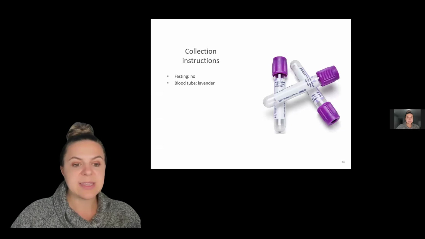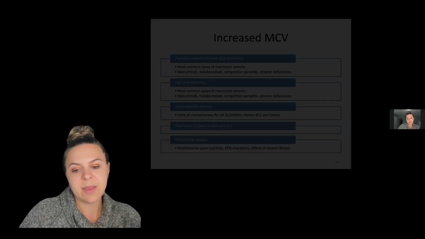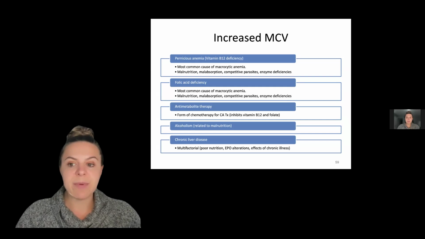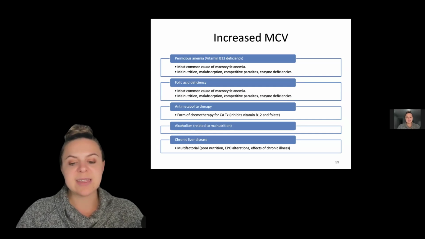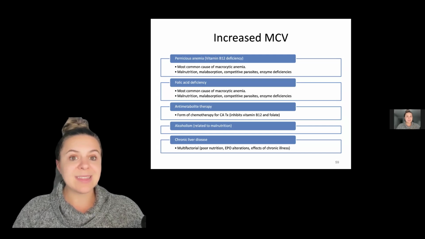Like the rest of the CBC, there's no fasting required, and blood is collected in a lavender tube with EDTA. When we come back, we will go through a few rapid fire causes for increases or decreases or changes to these red blood cell indices.